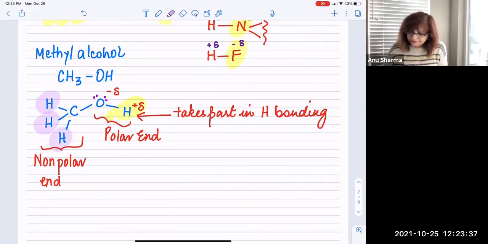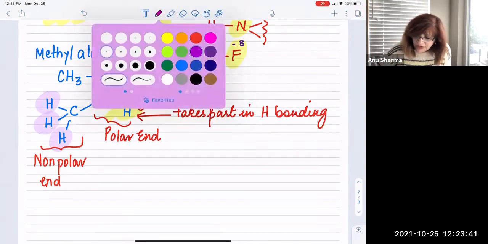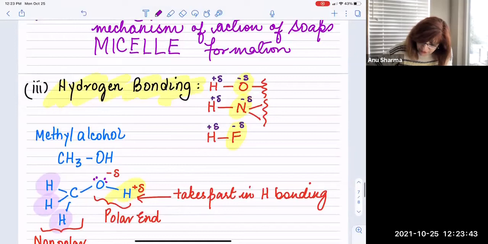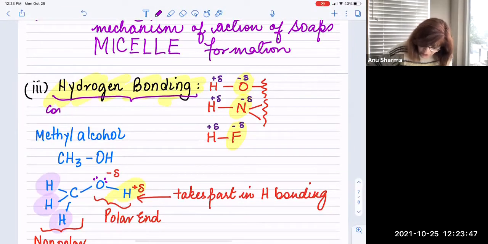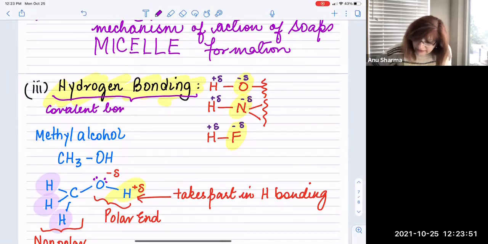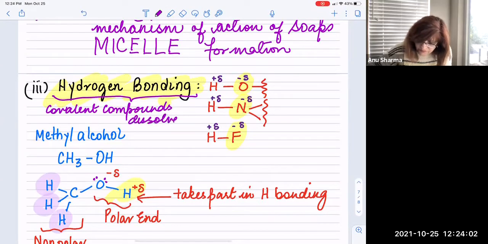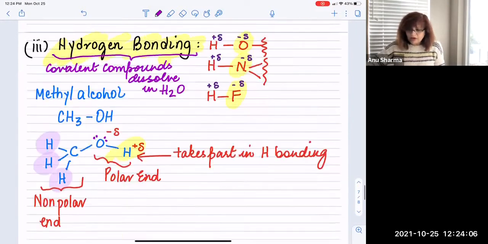All right. So how does this mix in water? These guys, because of hydrogen bonding, are going to mix. So even though they are covalent compounds, they will dissolve in water. Okay, so how does this happen?